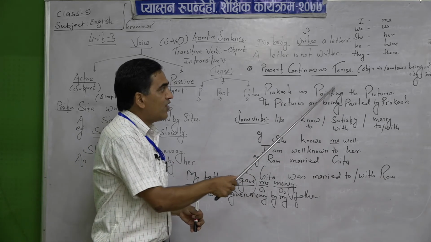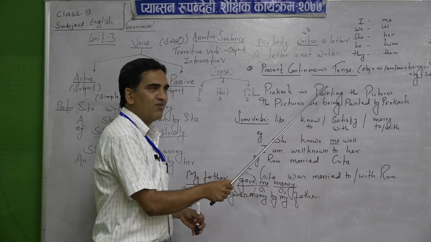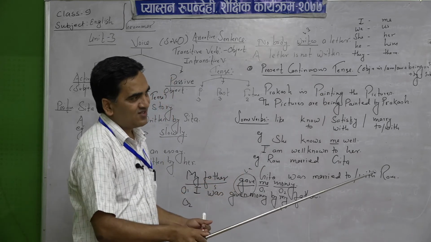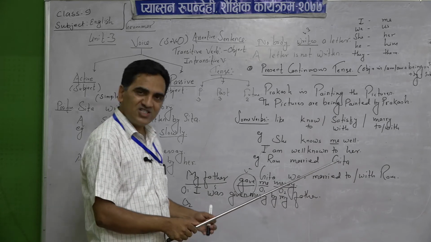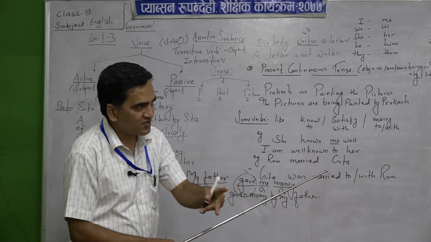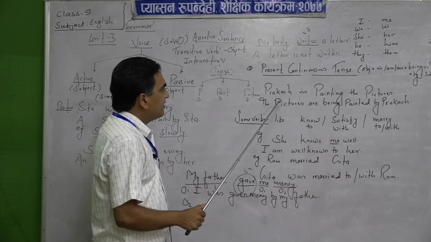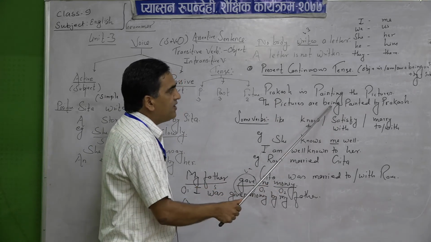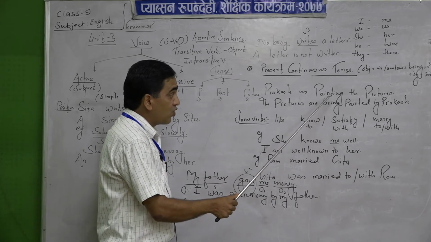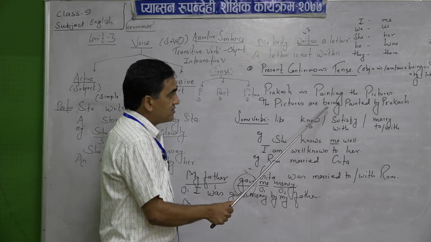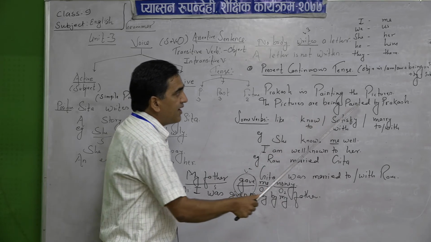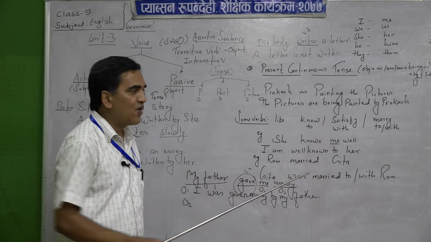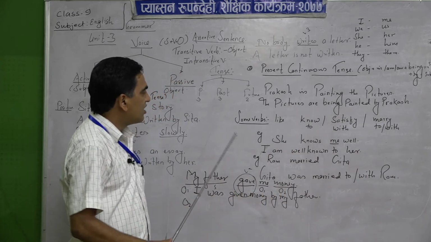But we have to see this: painting is the main verb. The main verb should be changed into V3, the past participle. V3 means past participle. Just like, Prakash is painting the pictures: the pictures are being. You have to remember this word being. Yes, the pictures are being painted by Prakash. Now it is passive.